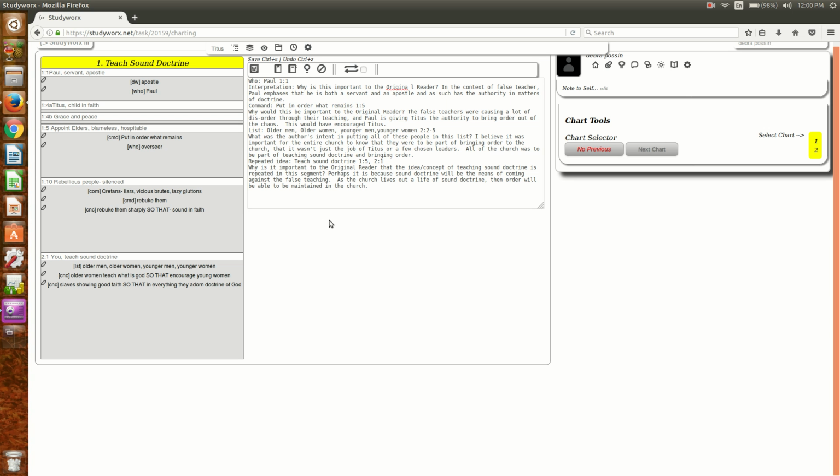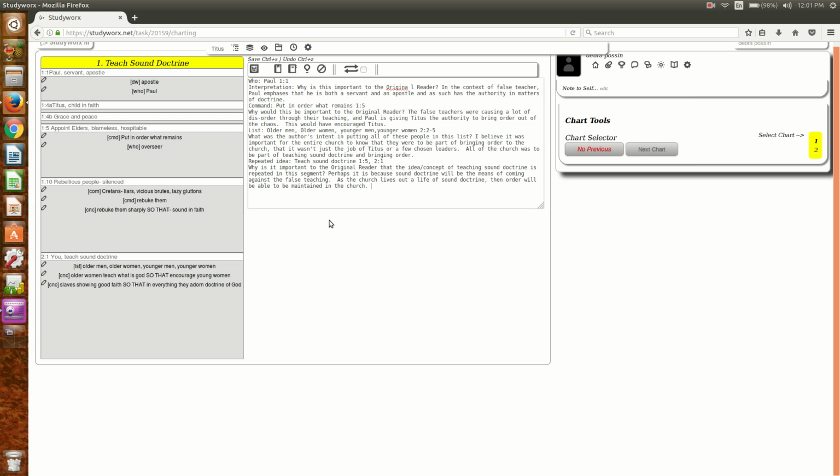Now I ask a question about the author's intent. That's also an interpretation question. What was the author's intent in putting all these people on this list? The author is a very intentional guy, and I believe it was important for the entire church to know that they were part of bringing order to the church, and it wasn't just the job of Titus or a few chosen leaders. All of the church was to be part of teaching sound doctrine and bringing order.